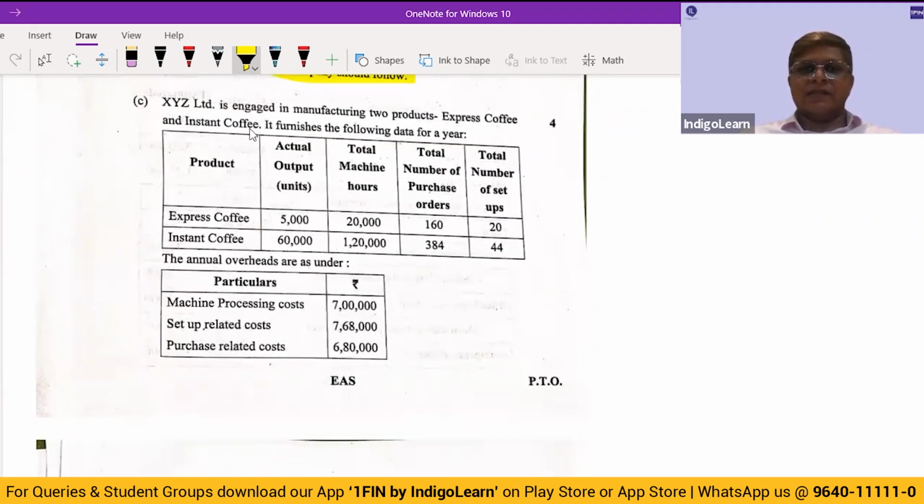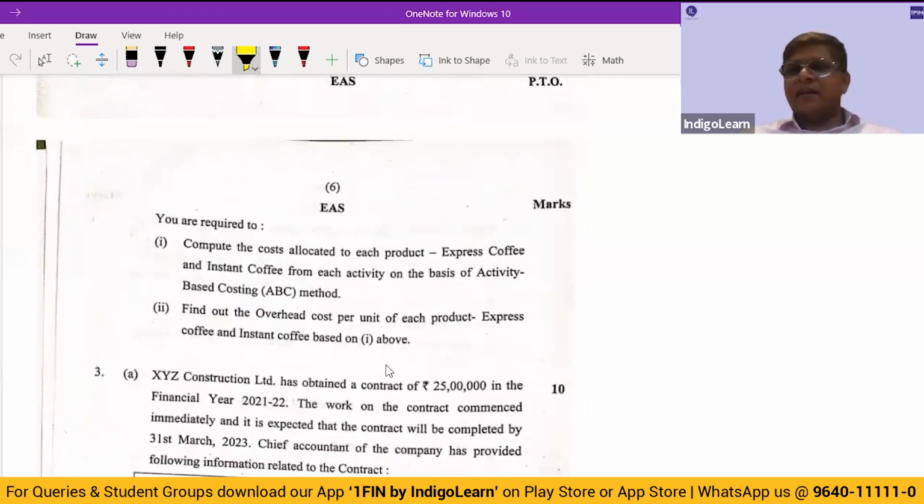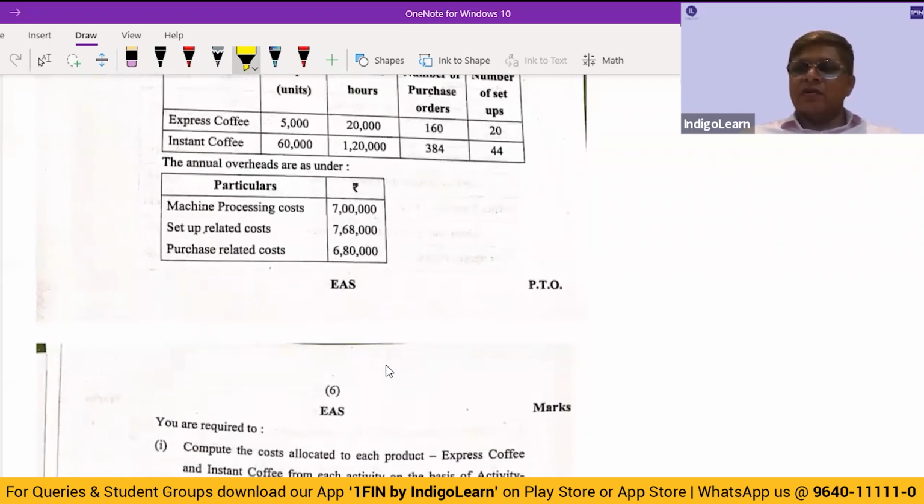Next question for 4 marks. So XYZ is engaged in manufacturing 2 products, express coffee, instant coffee. It furnishes the following data for the year. So for the 2 products, they have given the output, the total machine hours, total number of POs, total number of setups. So this looks like a question on activity-based costing system. The annual overheads are as under: processing cost, setup cost, and purchase related costs. So they have given us 3 activity drivers. They have also given us 3 cost items. So we can use that and calculate the method.